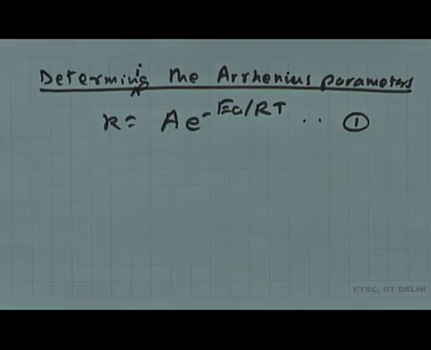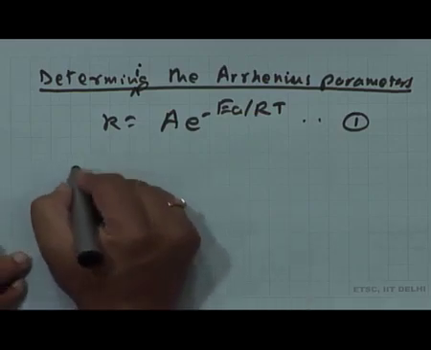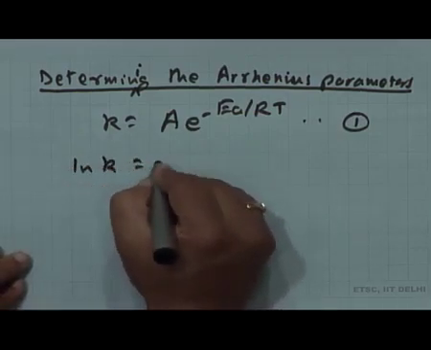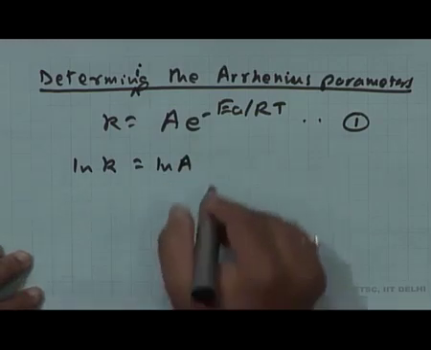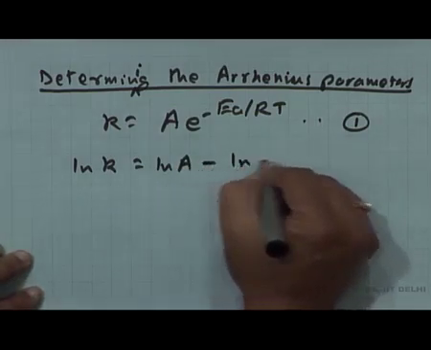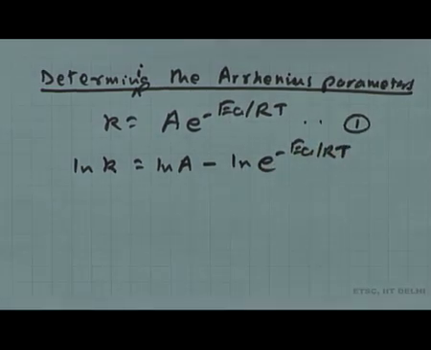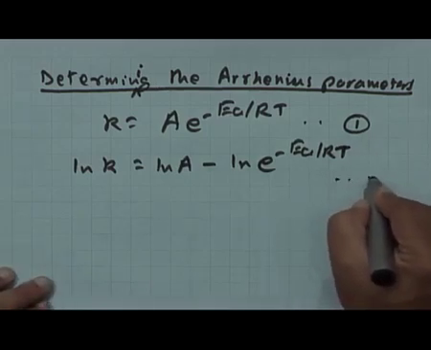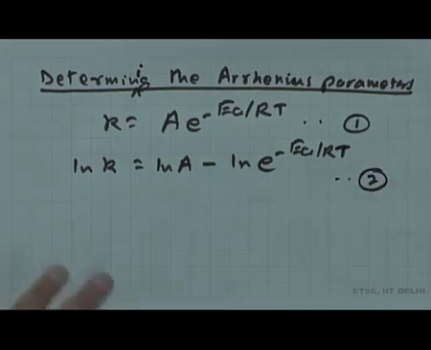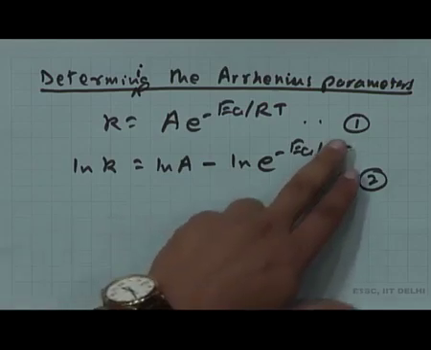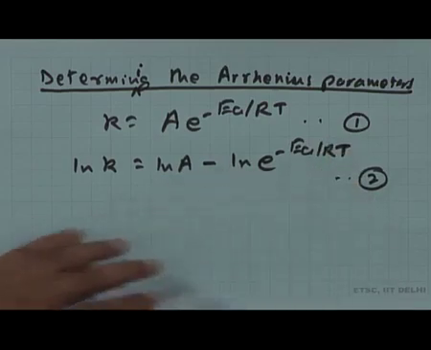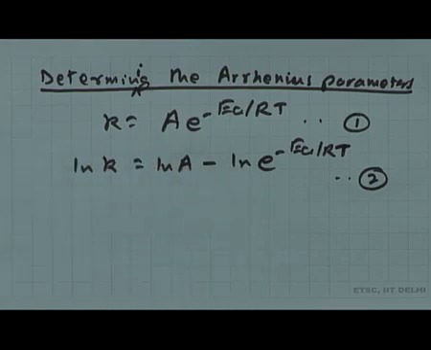Now what I can do is I can take natural logarithm on both sides. So I can say that natural log of k is equal to natural log of A minus natural log e to the minus EA over RT. So let this be equation number 2. Now see that this equation is not a continuation of the previous lecture, because I am talking about the temperature dependence today. I have started with a new set of equation numbers.